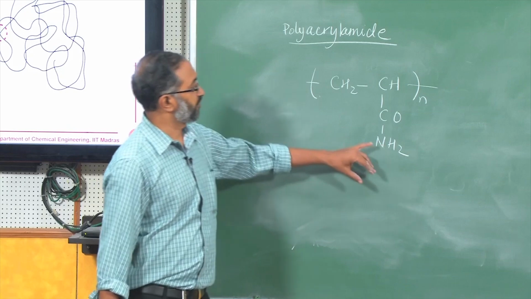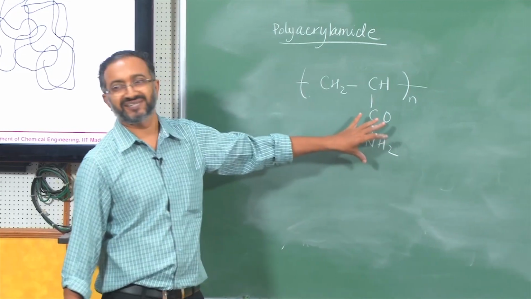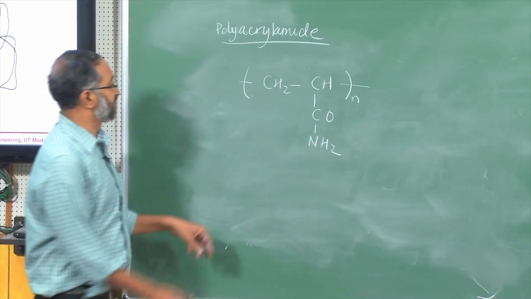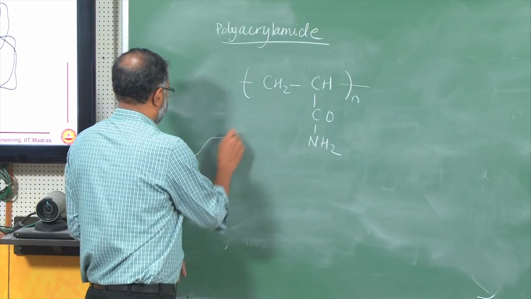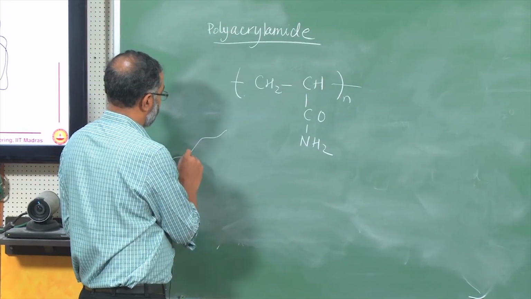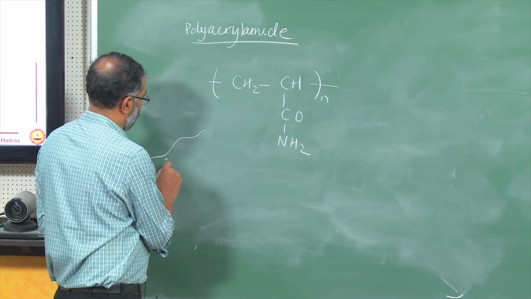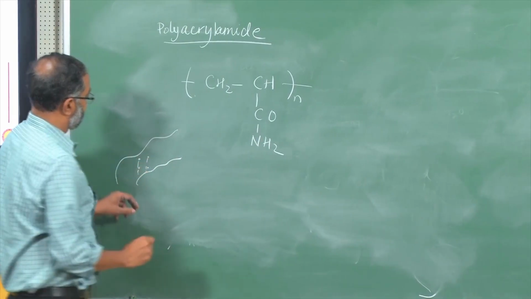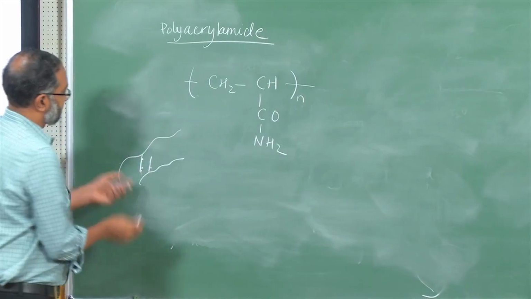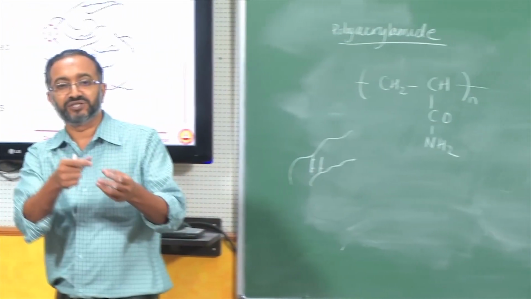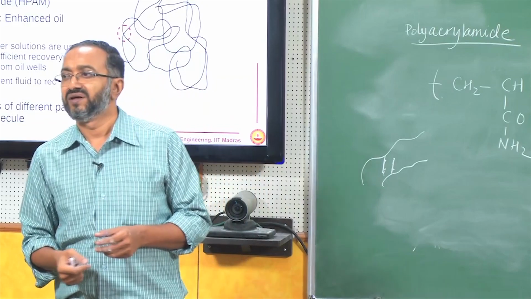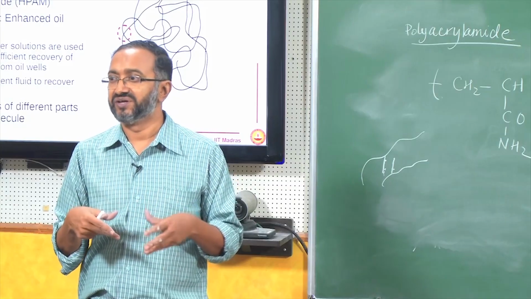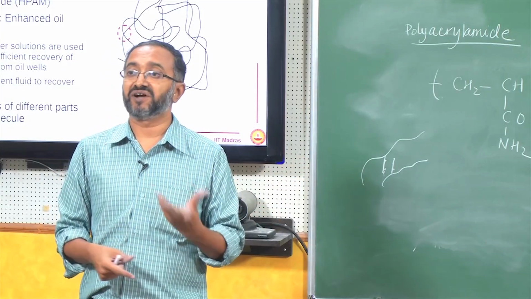So, what you can see in this polymer is the hydrogen bonding centers: CONH2 are strong hydrogen bonding centers. You can have interaction between one molecule and another molecule, because strong hydrogen bonding is possible between one CONH2 and another CONH2. Therefore, intermolecular interactions and intramolecular interactions are very strong in this polymer because of the presence of hydrogen bonding.